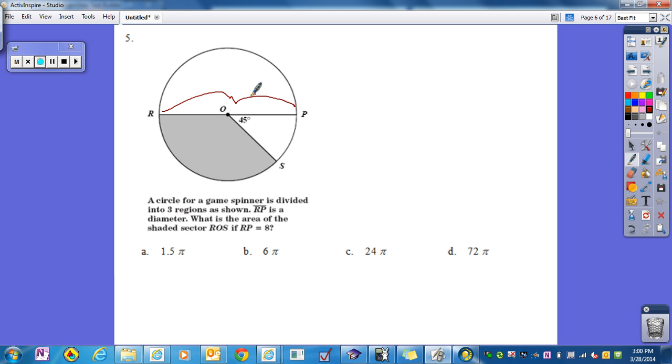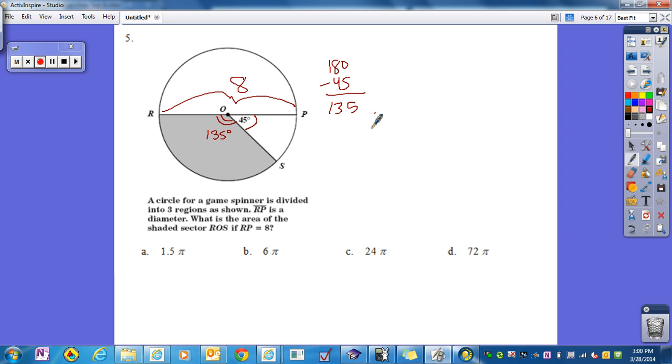Alright, so RP is equal to 8, and it is also a diameter. So that means that angle POS and angle ROS have to add up to 180. So first, to find this degree measure, I would have to do 180 minus 45. And when you do 180 minus 45, you get 135. So that means that this angle right here is 135. And I want the area of this shaded region.